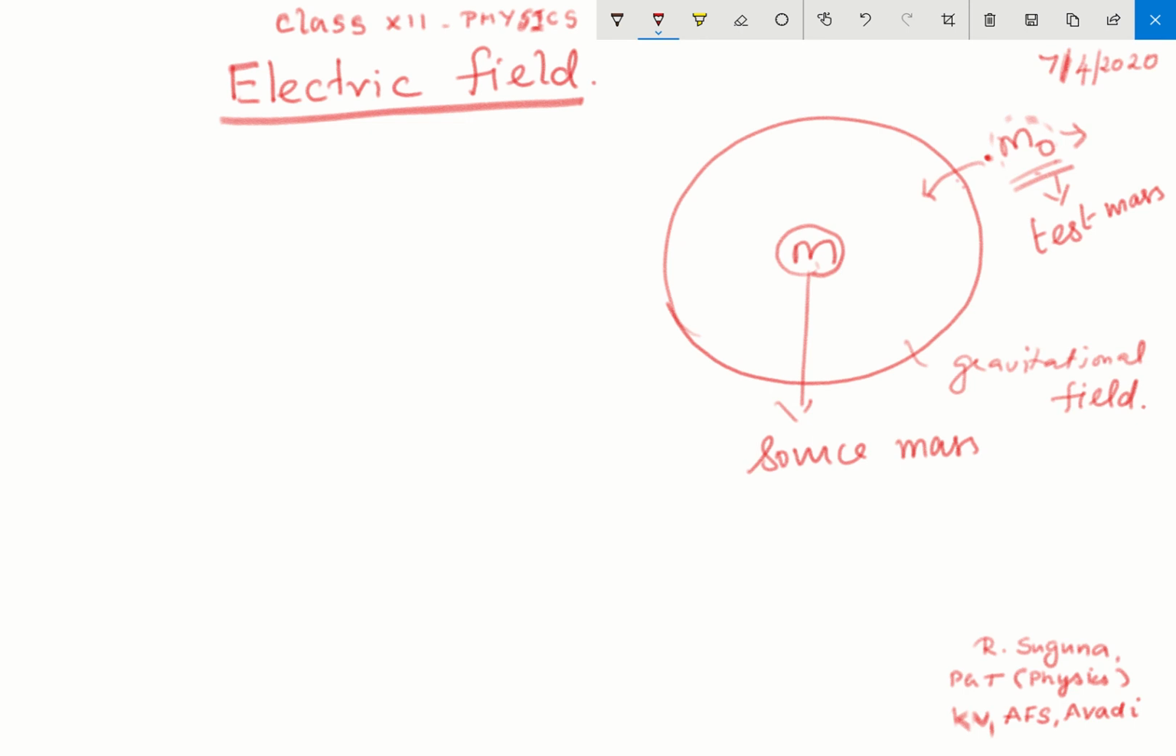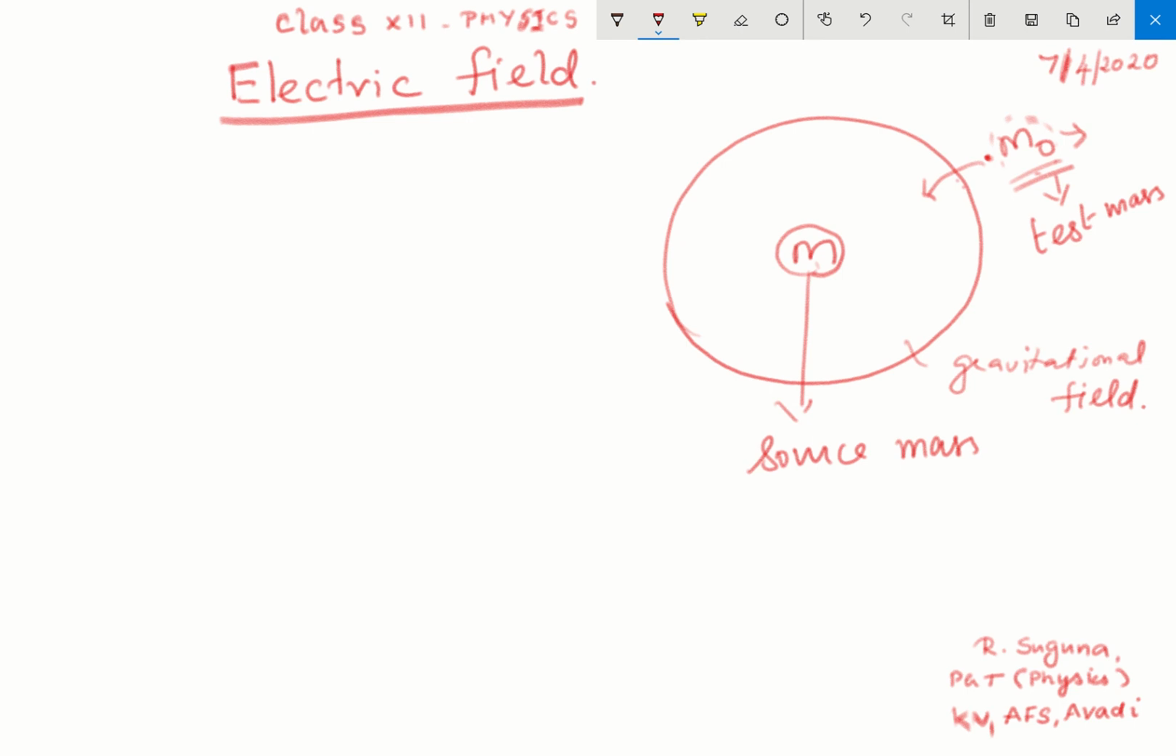Now come back to electric field. I am giving you the relation. In electric field, instead of mass producing the gravitational field, the electric field is produced by any charge. The role played by mass is played by charge here. Around the mass, gravitational field is there; therefore, around any charge, electric field will be there. Hope you are getting the point.